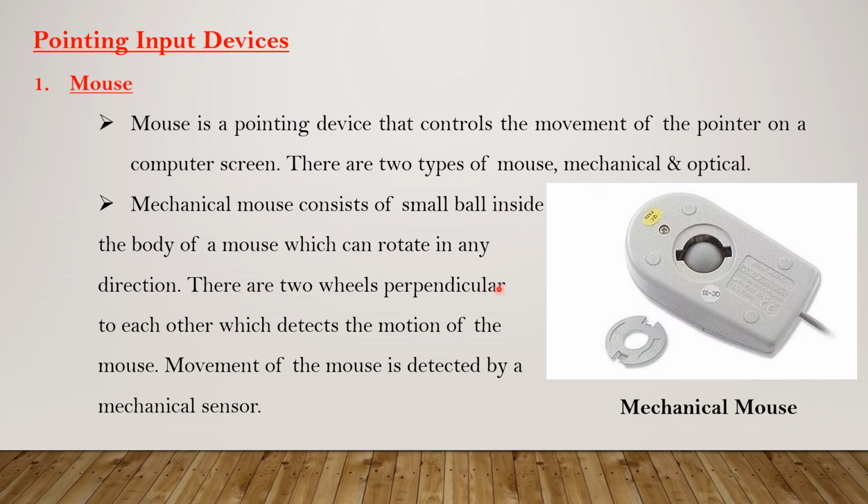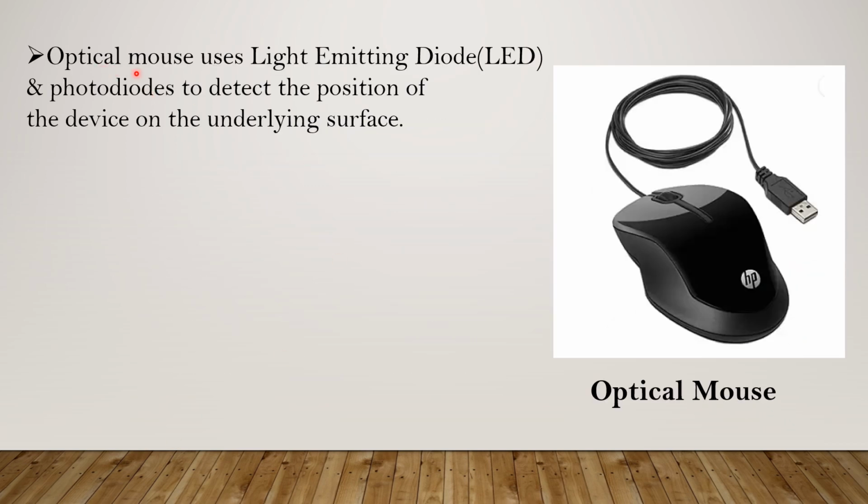See here, this is mechanical, where it has a small ball which can rotate in any direction. And there are two wheels perpendicular to each other which detect the motion of the mouse. The movement of the mouse is detected by a mechanical scanner. So this is your mechanical mouse. In the same way, you have the optical mouse. The optical mouse uses a light emitting diode, that is LED, and photodiodes, which detect the position of the device on the underlying surface.